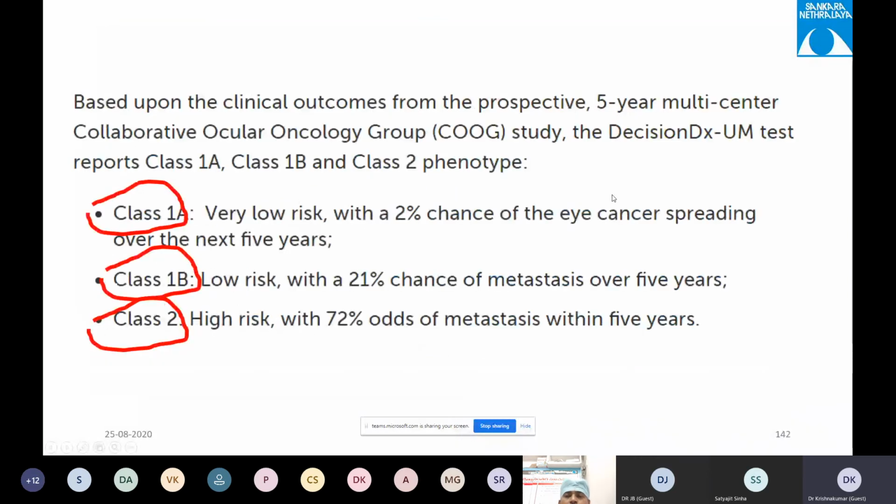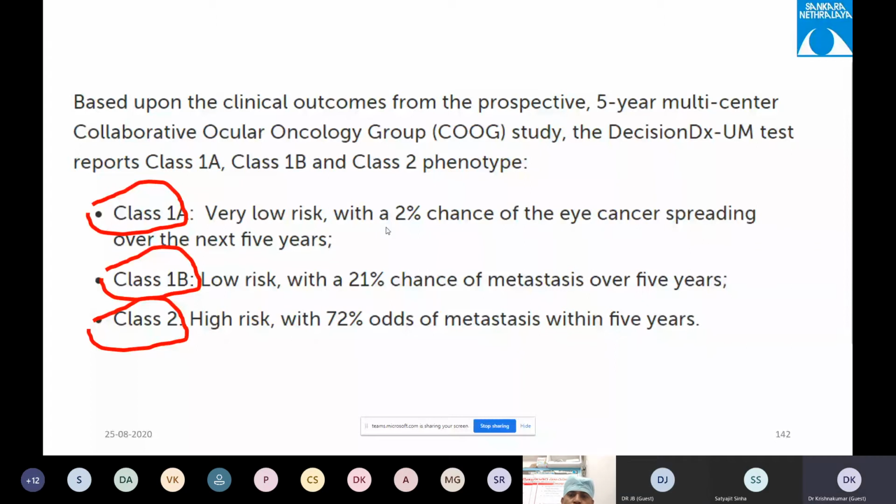So this is by the Will Harbour group. Initially they had only class 1 and class 2, then they subdivided into class 1A and class 1B. Class 1A is very low risk, with a 2% chance of the eye cancer spreading. Class 1B has a 21% chance. Class 2 is high risk for metastasis. Once they see the melanoma, FNAB is done, and the tumor sample is sent to Castle Diagnostics in Seattle, and they give the gene expression profiling. This facility is not available for Asian Indians because this data has been validated in the Caucasian population.